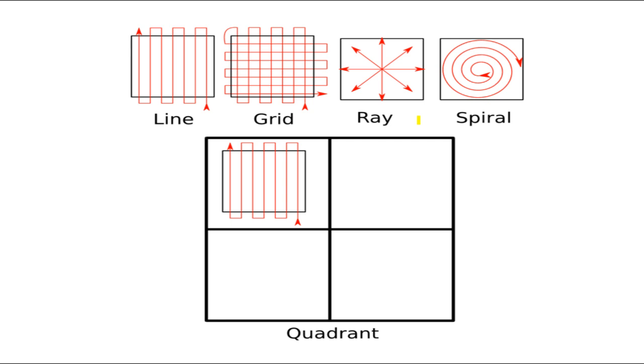If you don't have a lot of people, you might want to use the spiral search. Start at the beginning and slowly wend your way out until you cover the entire area. If it's a really, really large area, you might want to divide it into different quadrants, where in this quadrant you'll have people go through the line search, this quadrant may be the spiral search, here the ray search, whatever the place calls for.